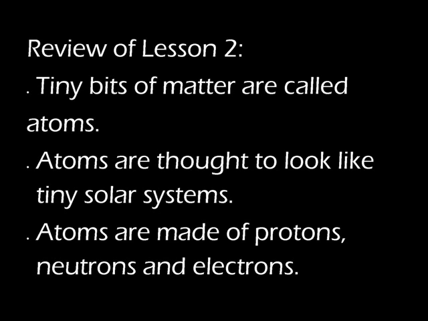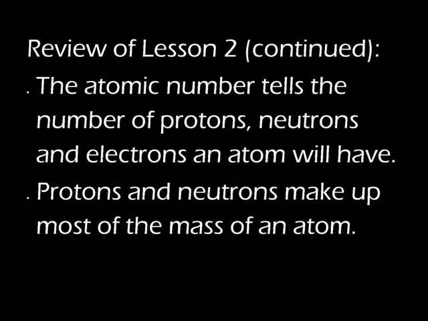The atomic number of an atom tells how many protons, neutrons, and electrons are present in that atom. And we said that most of the mass of an atom is found in its protons and neutrons, and that electrons have a very tiny amount of mass.